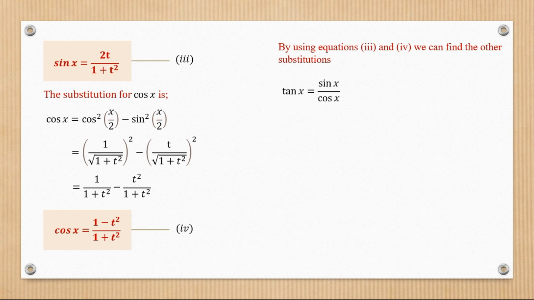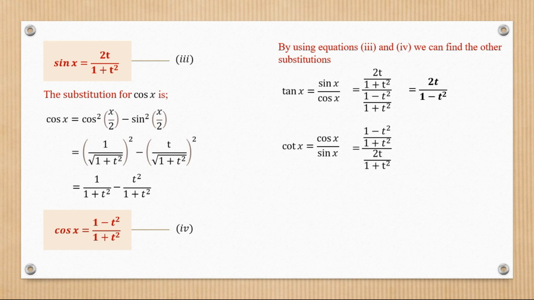So tan x, which is usually sine x over cos x, shall simply be that divided by that, of which we shall end with 2t over 1 minus t squared. And cot x, which is cos x over sine x, shall be equal to that divided by that, which shall be 1 minus t squared over 2t. And then cosec x, which is 1 over sine x, shall be equal to the inverse of this, which is going to be 1 plus t squared over 2t.